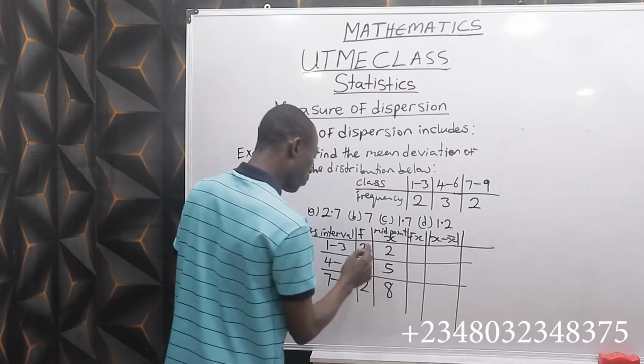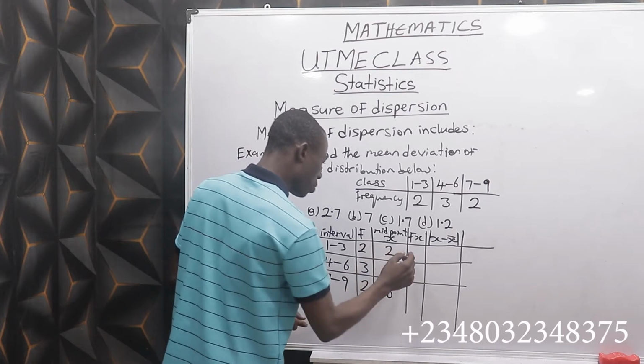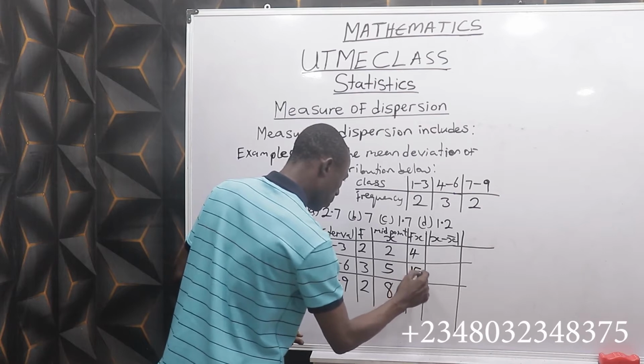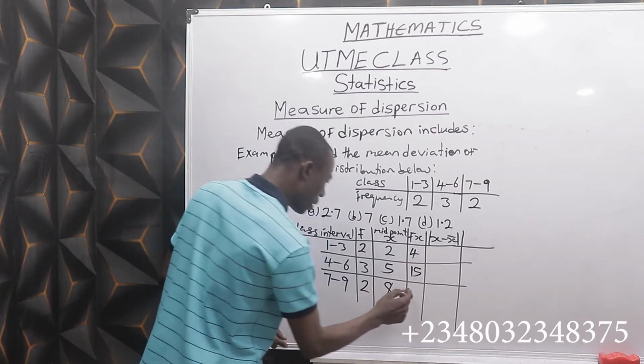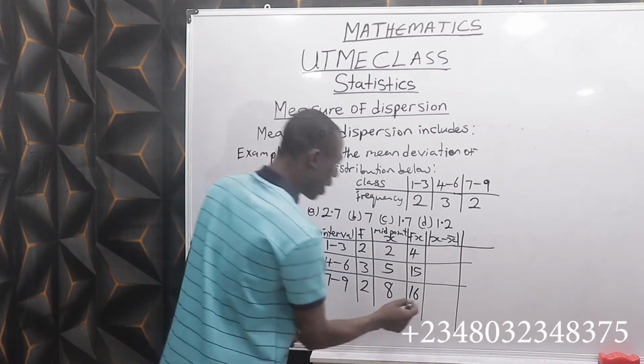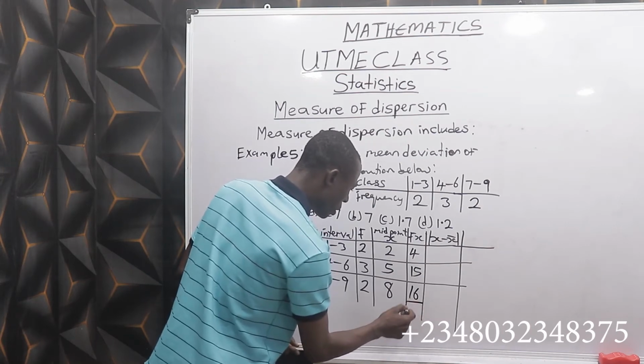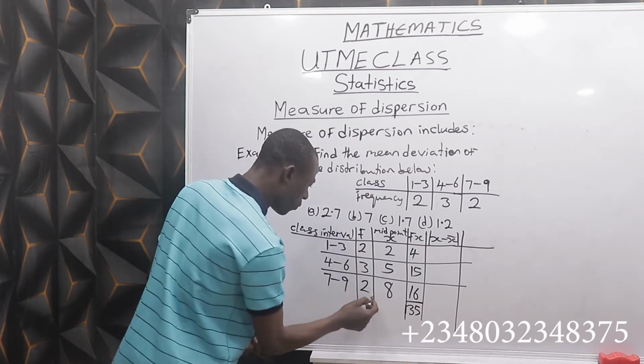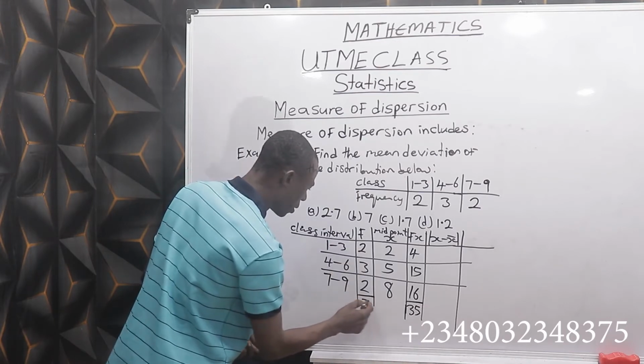Now, fx means frequency times x value. 2 times 2, 4. 3 times 5, 15. 2 times 8, 16. So, addition of that is 35, because we will need it. Addition of the frequency is 7.